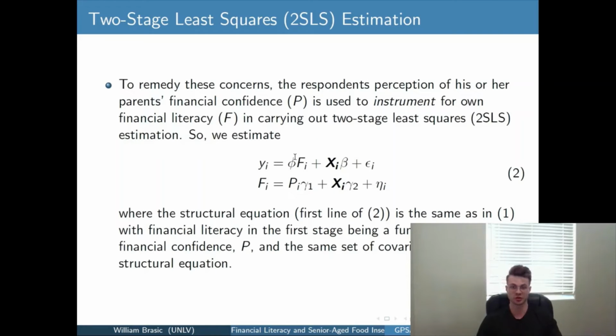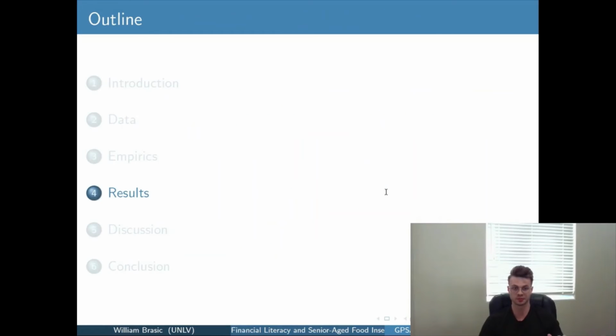To alleviate those concerns, I carry out a two-stage least squares approach, which is equation 2 here. Again, don't get too worried about the mathematics here. Essentially, all that this equation does is attempts to alleviate the endogeneity issues I just previously brought to light. Now let's get into some results here.